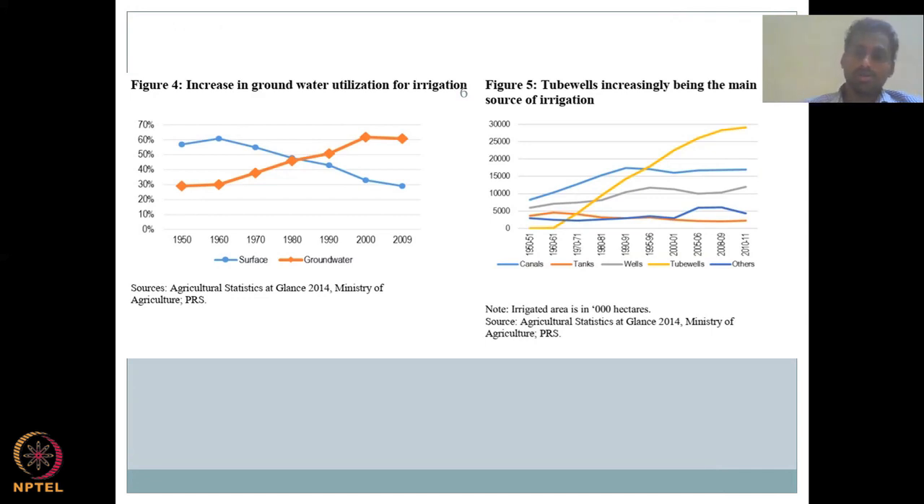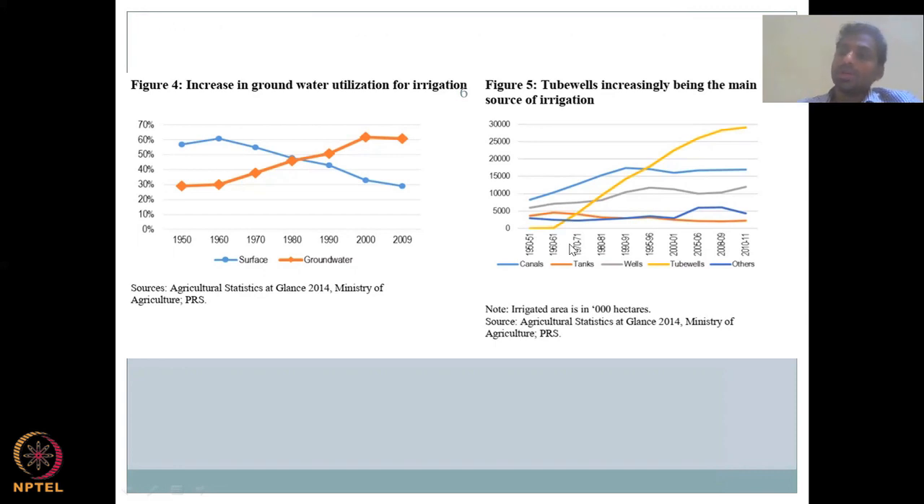The other figure shows another story. Tube wells have been increasing, and that is an indicator of groundwater being the source of irrigation. If you look at the source of irrigation, canals, which are surface water related, have almost stagnated from the 1950s to 2010-11. Tanks, as a surface water storage unit, have also stopped or even come down in recent years, whereas wells have increased, and most importantly, tube wells have just skyrocketed. It was zero in the 1950s and 1960s.